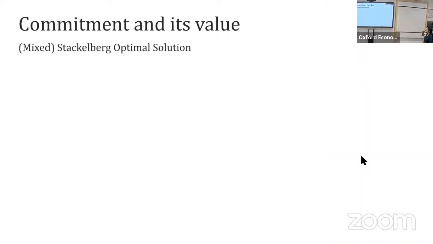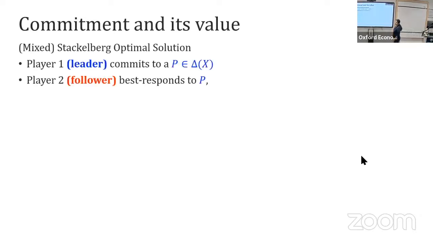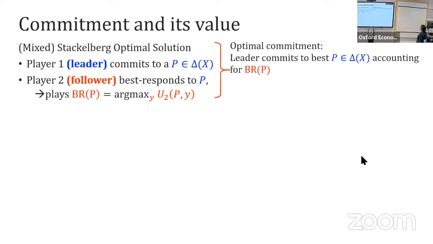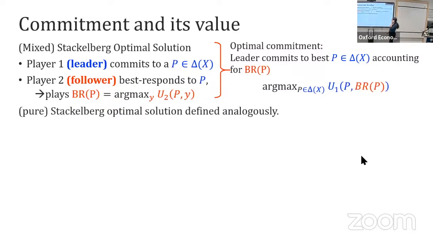I want you to have both mixed strategy commitment and pure strategy commitment, mostly because I'll give examples that refer to both. So what that means is that player 1 is the leader, sometimes I say principal, sometimes I say leader, and player 2 is the follower or agent. Player 1 commits to a strategy, and player 2 best responds to it. Then player 1 is interested in optimal commitment. Similarly, you could define it for the pure strategy version, just analogously.